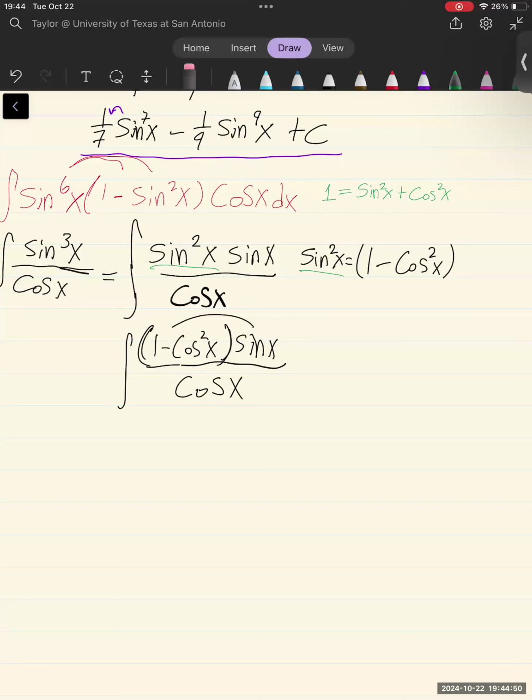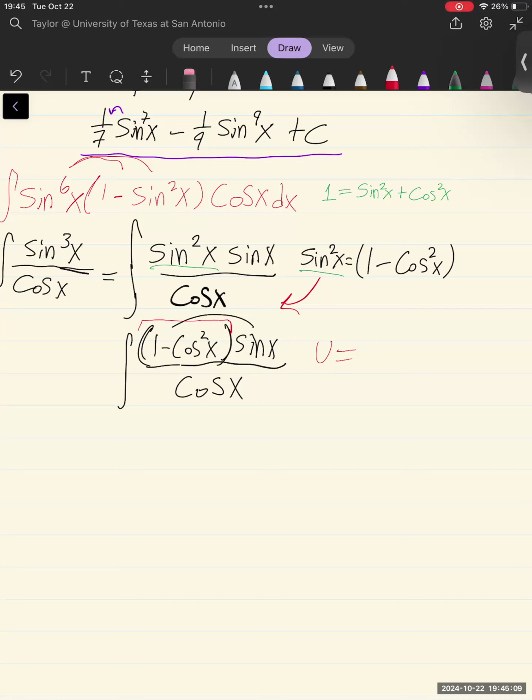Right, so we did that right here. That's what this step is, Gabriella. I already substituted in sine squared for the identity, using the Pythagorean identity. And then you said use u-substitution, right? Very nice. That's what I was looking for.